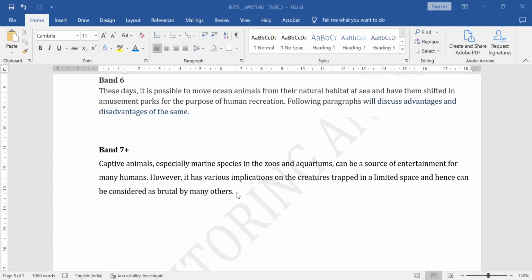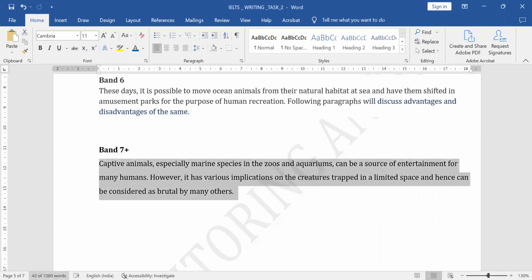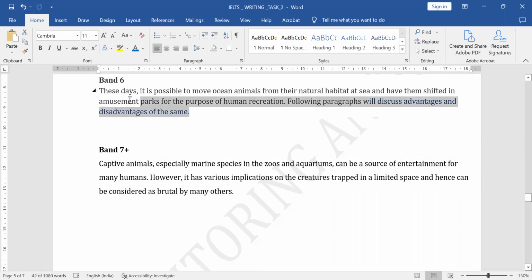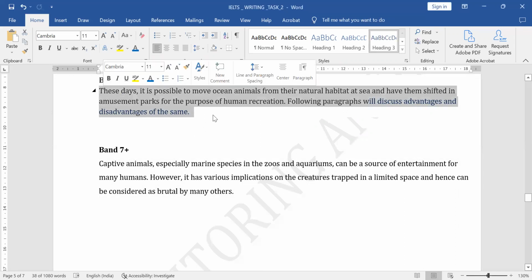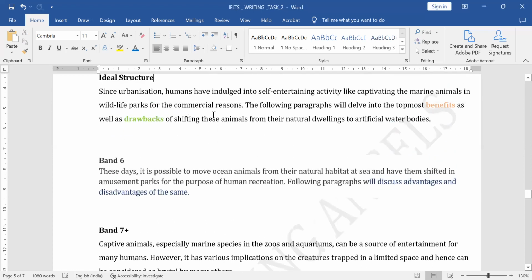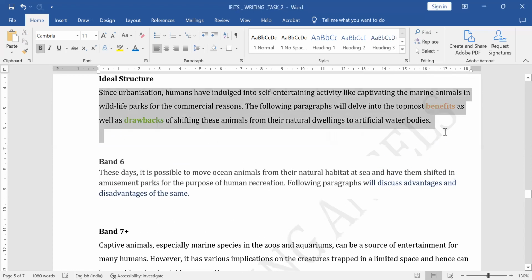How many words have I written in this? Always check. 42. Is it in that length? Yes. 38. Yes. Between 30 to 40? Yes. 45. Yes. More or less, this should be your essay introduction.